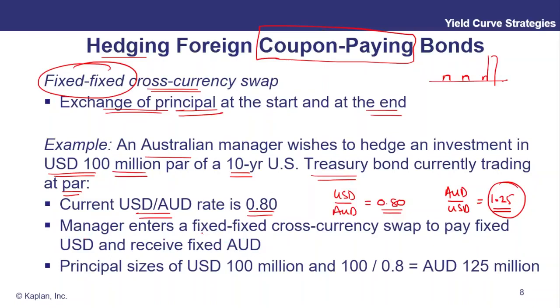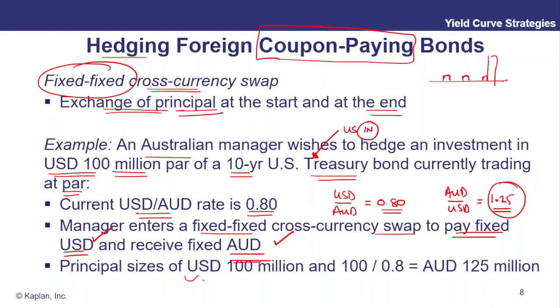The manager enters a fixed for fixed cross-currency swap to pay. Just focus on the coupon. Under the bond, we've got US coming in, and we want to pay that away. So we're going to pay away fixed US dollars, and receive fixed Aussie. That's the coupon. Now, if you're paying away US dollars, you can view that as a cost of funding the US dollar position under the swap.